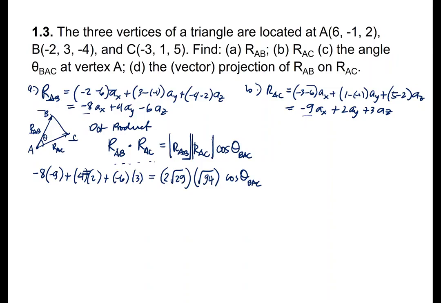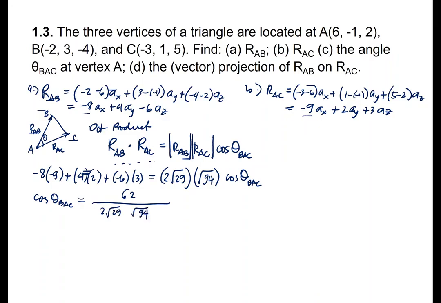So you have cosine theta BAC is equal to the quotient of: -8 times 9, so positive, plus 4 times 2 plus -6 times 3, so that's 62, and then divided by 2 square root of 29 times square root of 94.